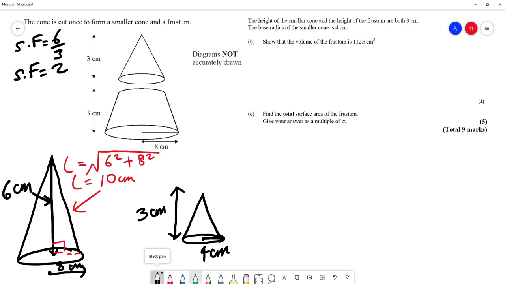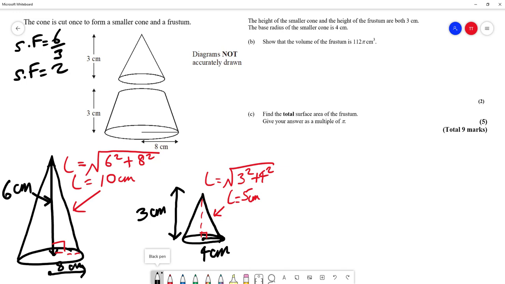So let's use Pythagoras again to work out the slanted height. It forms a right angled triangle. We want to work out L. So it's the square root of 3 squared plus 4 squared. So L is 5 centimeters. Okay, we're going to need that for the next part of the question.